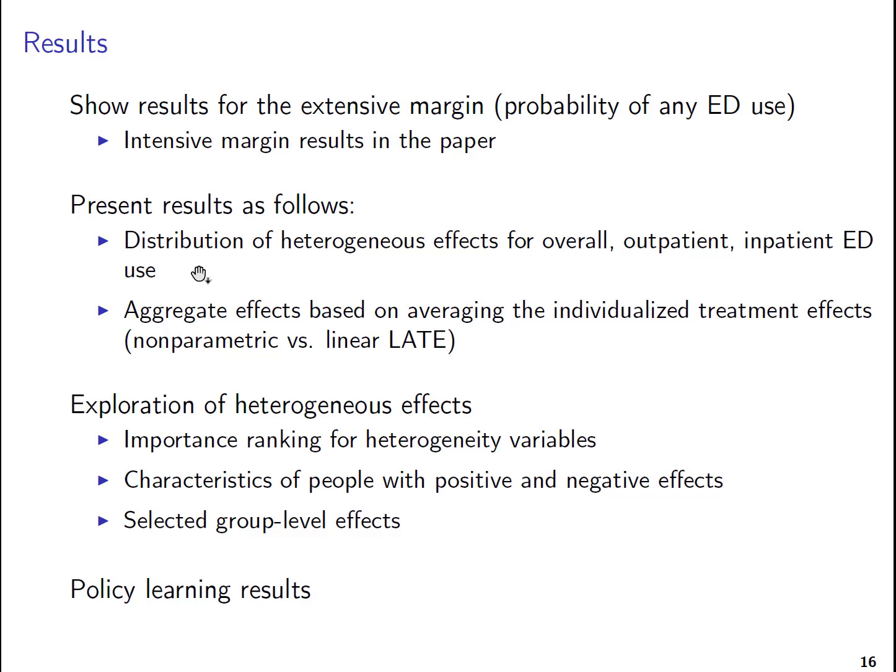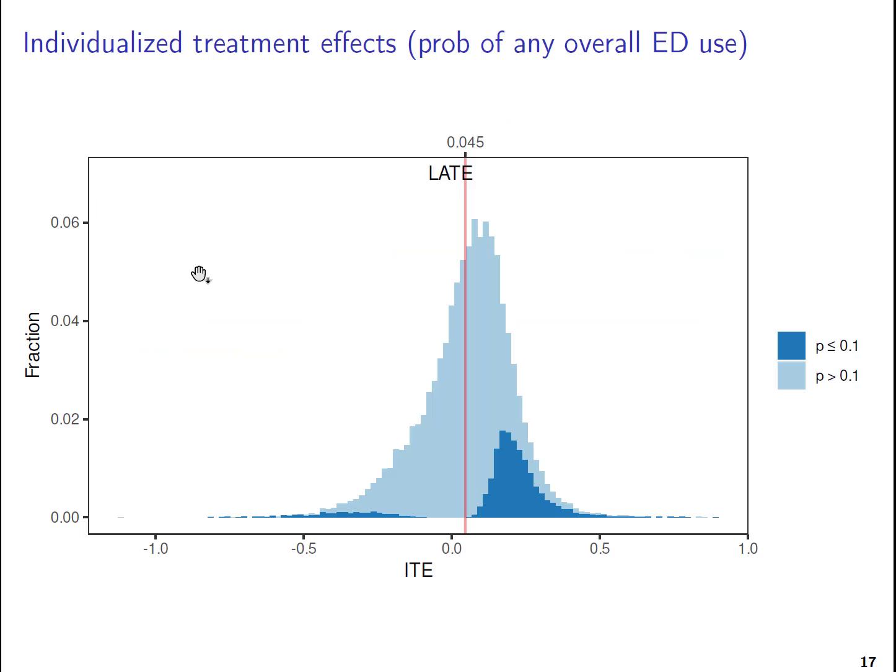So I present a distribution for overall EDUs, outpatient, those that result in hospitalizations, inpatient EDUs, and we'll show some aggregate effects, both using the non-parametric method, but also the linear IV method. And we show you what's important for heterogeneity. I'll show you some characteristics of people and some selected group level effects. And at the end, I'll talk a little bit about a policy learning exercise we do, which uses heterogeneous effects.